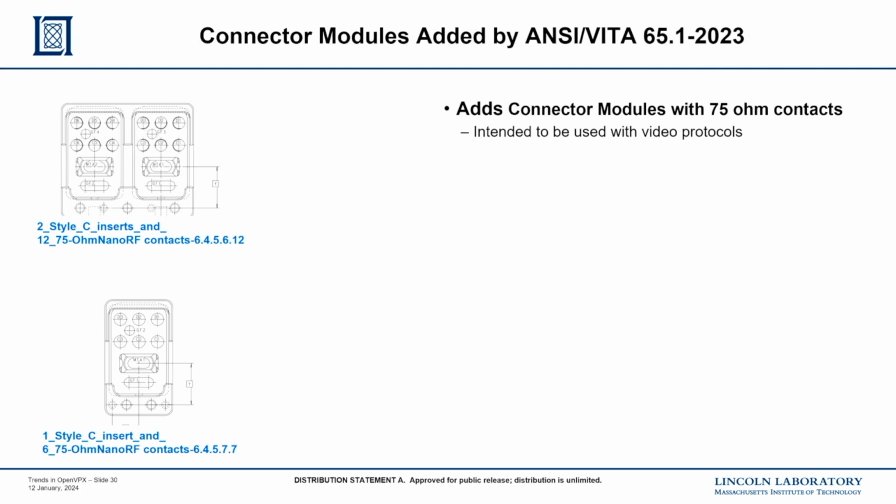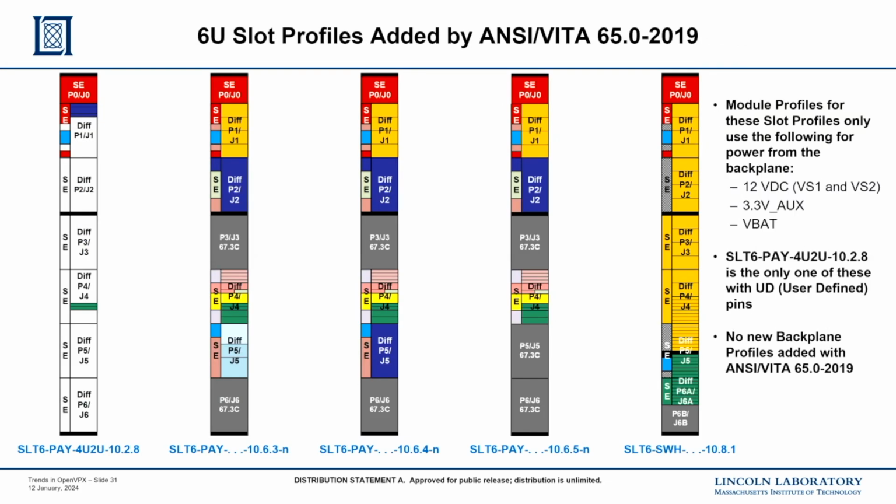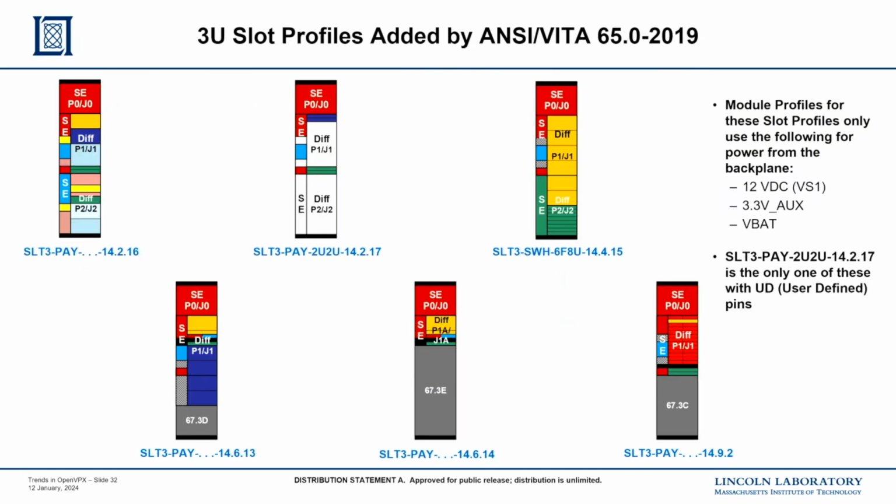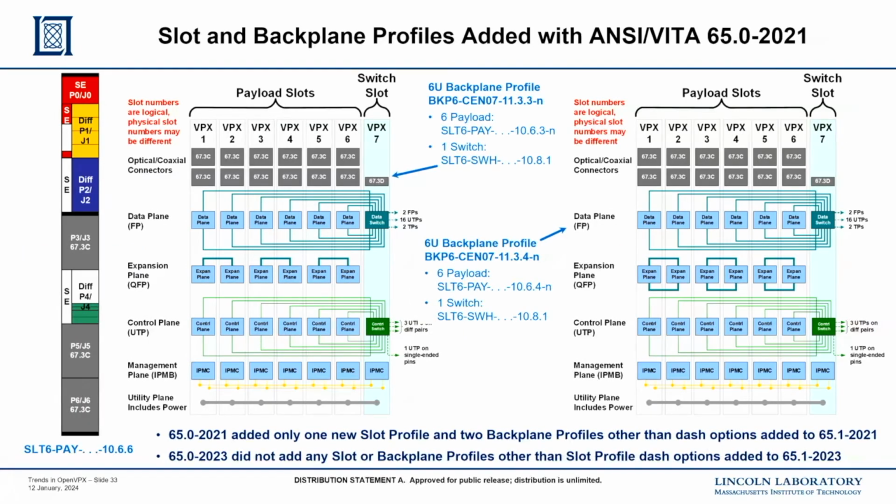And then here are the slot profiles in the 2019 version for 6U. And this is what was added in 2019 for 3U. And then in 2021, all we added was 1 6U slot profile, which is actually related to some of the other 6U slot profiles, and then added 2 backplane profiles. So the rate of adding slot profiles is down greatly.